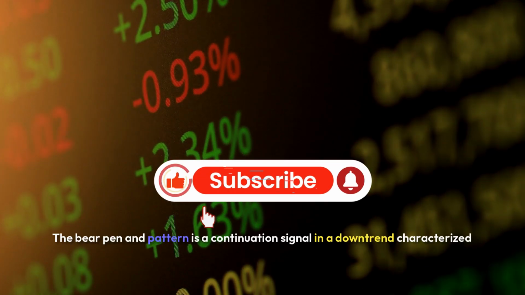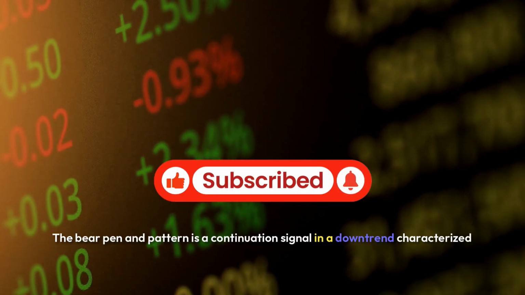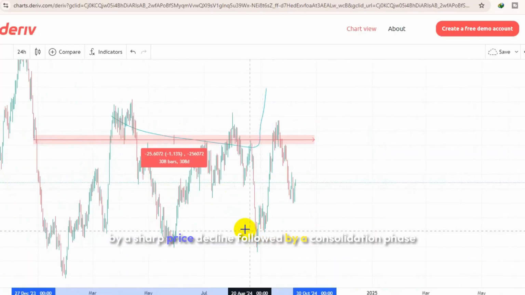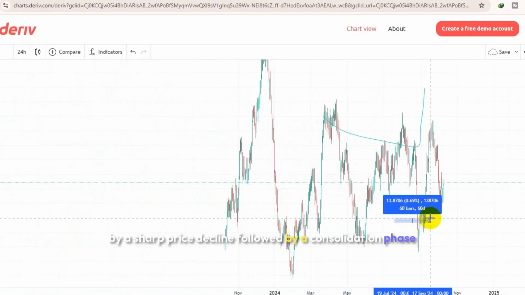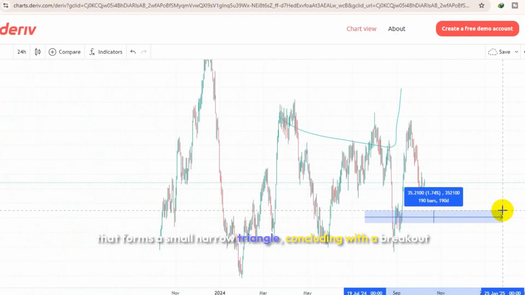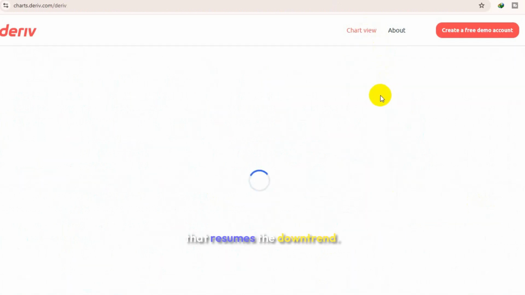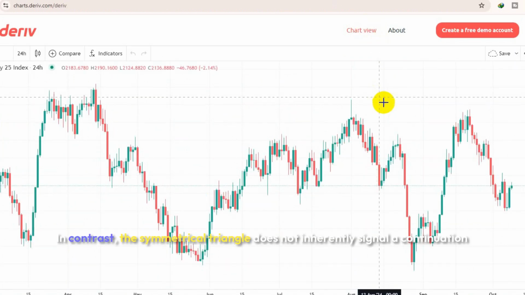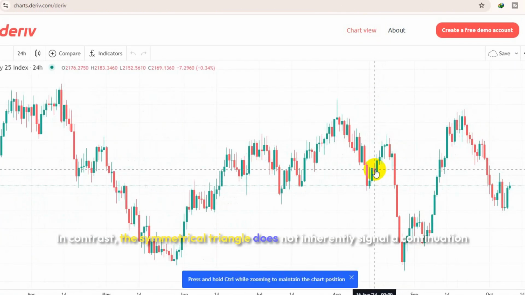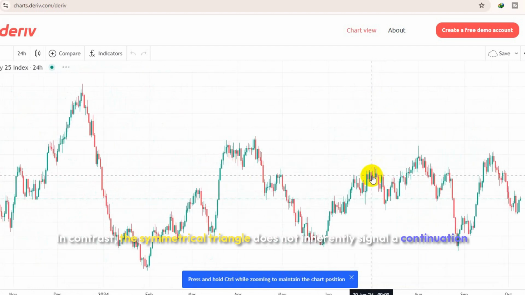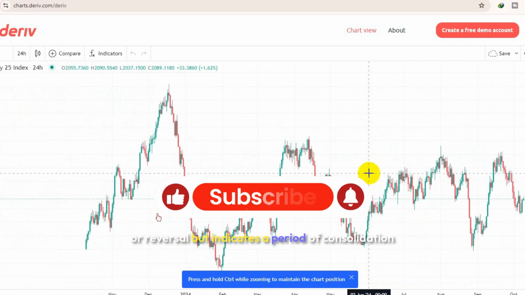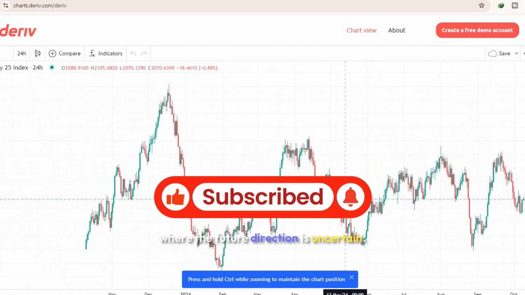The bear pennant pattern is a continuation signal in a downtrend, characterized by a sharp price decline followed by a consolidation phase that forms a small, narrow triangle, concluding with a breakout that resumes the downtrend. In contrast, the symmetrical triangle does not inherently signal a continuation or reversal but indicates a period of consolidation where the future direction is uncertain.